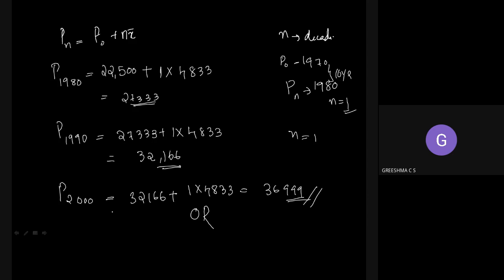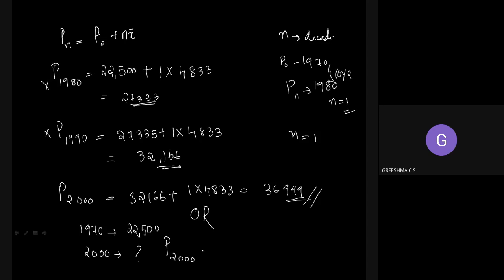Now imagine that the last available population is for 1970. You know that the population is 22,500. They have asked you to find out the population for the year 2000. But they have asked not to find out the population for 1980. We don't need that, and 1990 also we don't need. Directly, you need to calculate the population for the year 2000. That is also possible using the same equation. So how will you calculate?